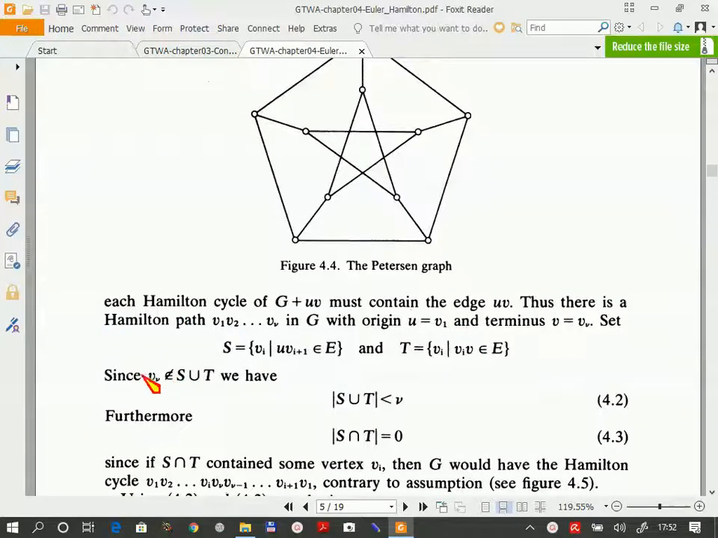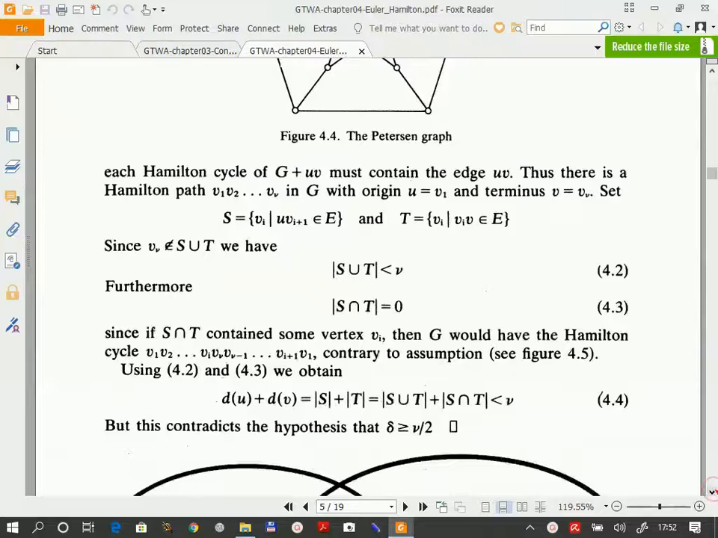So at least V is missing from the union of S and T, and the number of elements in S union T is less than Ni, because at least V is not belonging. Actually, only it is not belonging. Now there is a reasoning by which you can see that S intersection T is the empty set. Let's see why.